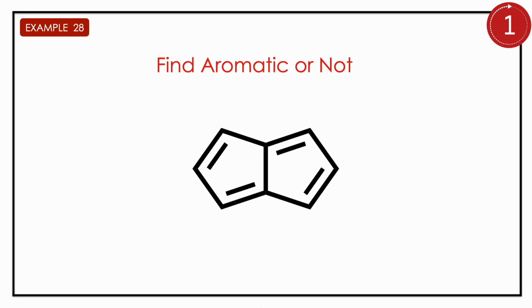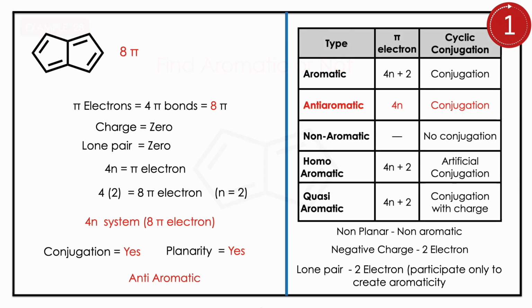Then the next example, you have a fused system with 5-member and 5-member. All are conjugated. You should find whether the given compound is aromatic or not. The systems with fewer double bonds are easy and quick to calculate. Here 4 pi bonds are there. So totally 8 pi electrons. Charge is 0. Lone pair is 0. 8 pi electrons means it's a 4n system where n equals 2. Conjugation definitely there. It's a cyclic compound. Planarity definitely there because all are sp2 carbons. So 4n, conjugation, planar means it's an anti-aromatic compound.